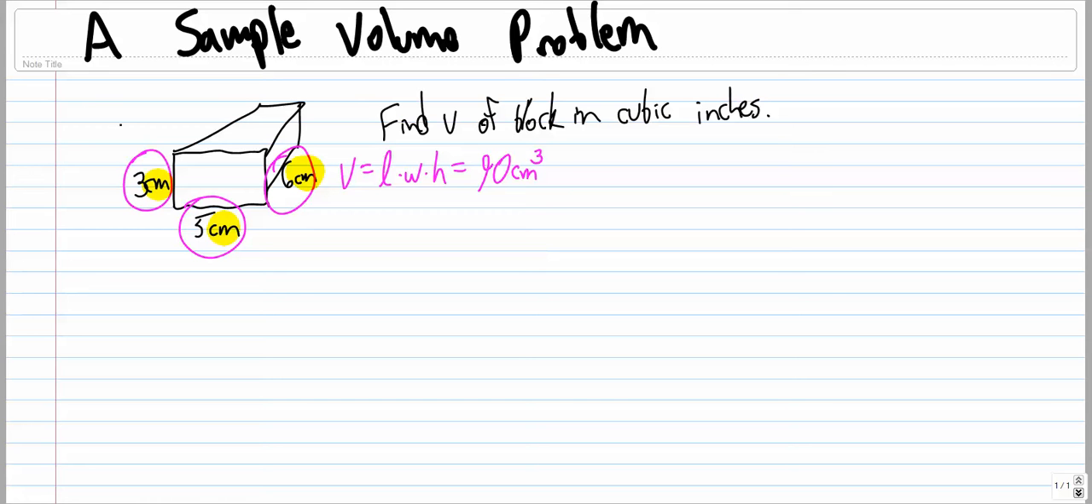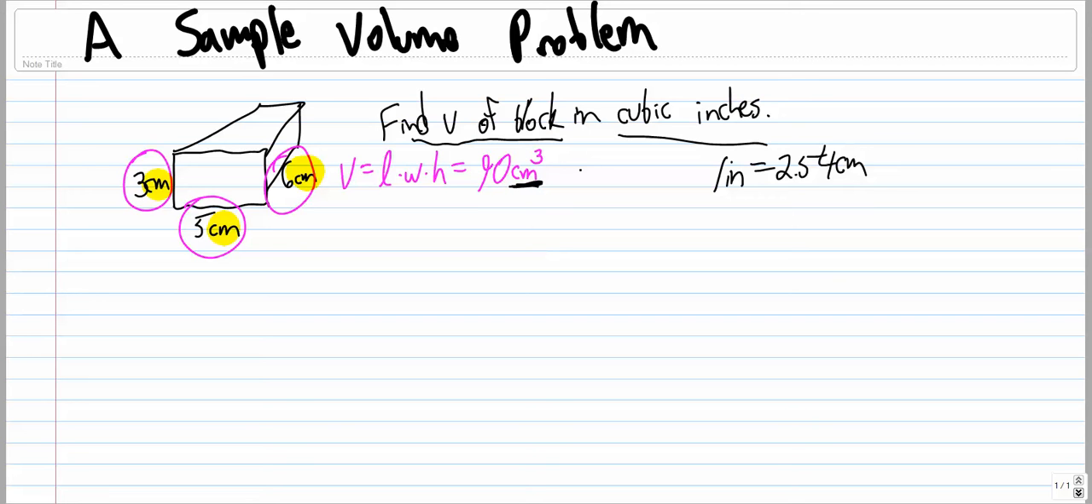So anyway, we've got the volume of the block, but it's in the wrong unit. We've got cubic centimeters, and we want cubic inches. So we have to come up with some way to switch cubic centimeters to cubic inches. In the problem, I'll tell you that 1 inch is 2.54 centimeters.